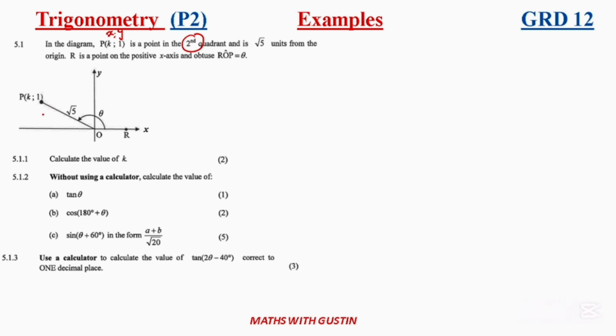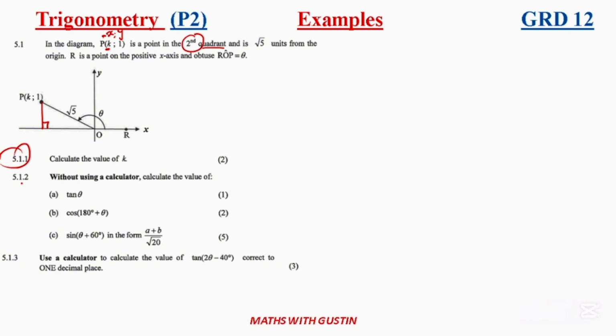We know that in the second quadrant, X is negative. Please guys, they are not just saying this for the sake of saying it. Take note, in the second quadrant, this X value, symbolized here in terms of K, is going to be negative. And then they say the point is square root of 5 units from the origin, on the x-axis, with an obtuse angle theta. Great stuff. So this is our hypotenuse, and that's what you would have in the diagram.